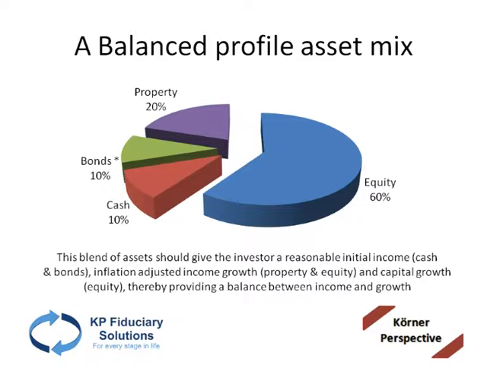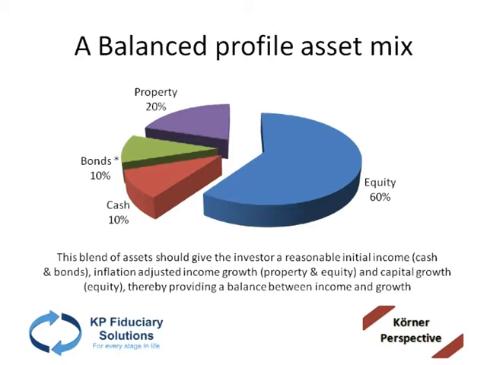A balanced profile is slightly more aggressive. It's looking at a healthy blend between current income, future income growth, and capital growth. In order to achieve the income growth and the possibility of capital appreciation, one needs to expose oneself to growth assets, and that's really equity and property. In a balanced profile, we have a 60% allocation to equity, only 10% in cash, 10% in bonds, and 20% in property. So really 80% of those assets are allocated to assets that will give you a reasonable probability of income and capital growth over time. But very importantly, the underlying components of the equity bucket are very important.